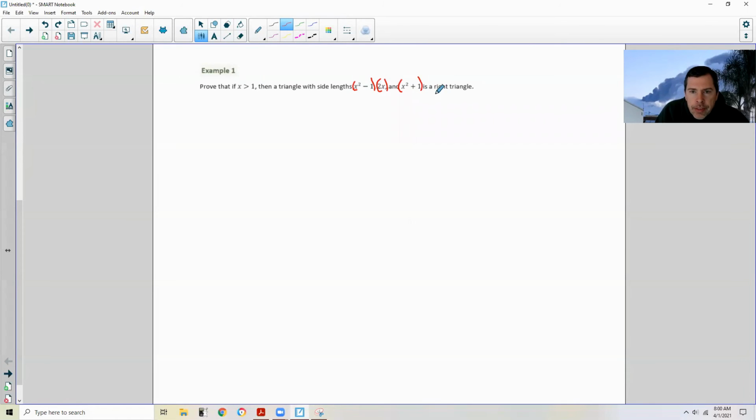Which one is C? We need to know which one's the hypotenuse to set this up correctly. So if I just chose any value that's greater than 1, how about 2? And I plug it in here. 2 squared is 4. Minus 1 is 3. If x is 2, remember x is 2. 2 times 2 is 4. So this is definitely not C. This might be. We need to do this one now. Plug in 2 here. 2 squared is 4 plus 1 is 5. And we have a Pythagorean triple.